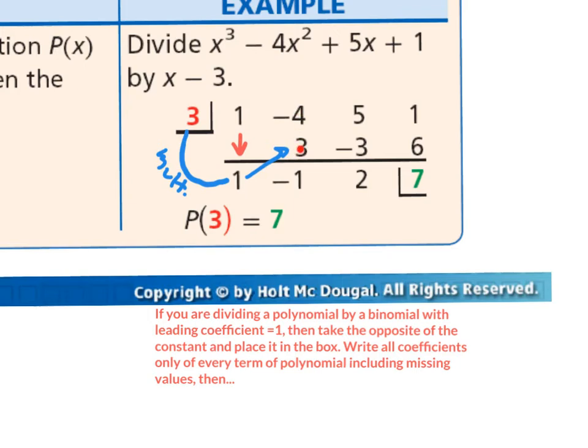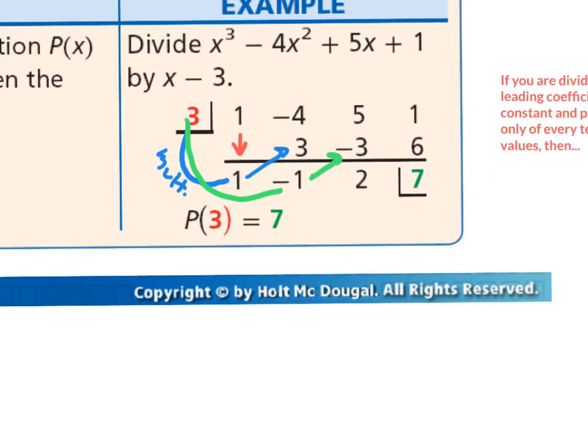As you go down, you combine. What is -4 plus 3? -1. As you go up, you multiply. 3 times -1 is that -3 that we see right here. As you go down, you combine. As you go up, you multiply. So 3 times 2 is 6. As you go down, you combine. And believe it or not, this is your remainder, and these coefficients are the coefficients of your answers.